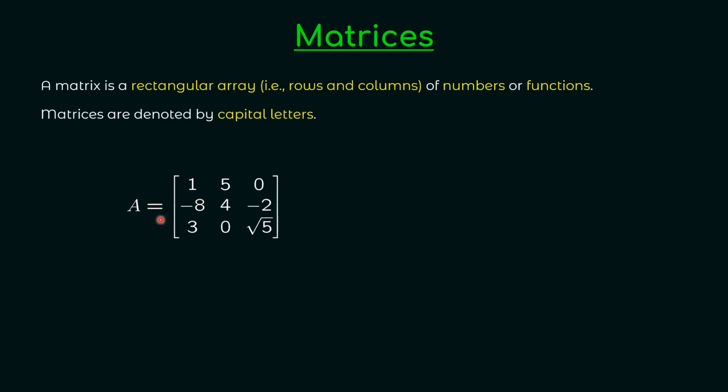And the elements are arranged in rows and columns. 1, 5 and 0 are in the first row, -8, 4, -2 in the second row, and 3, 0, √5 in the third row. And there are also 3 columns. 1, -8, 3 in the first column, 5, 4, 0 in the second column, and 0, -2, √5 in the third column. And here the numbers can be any type of numbers like the integers, rational numbers, irrational numbers, etc.